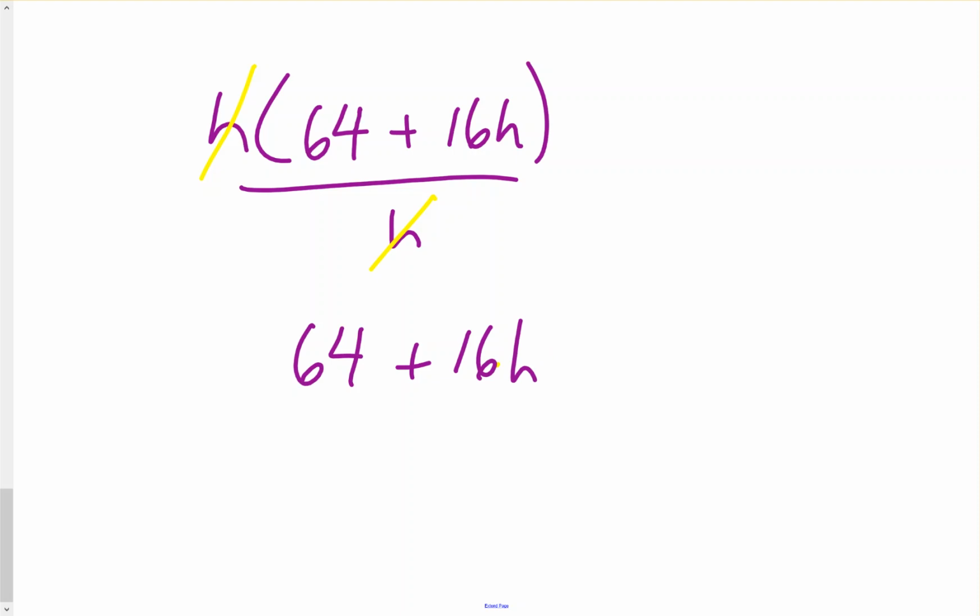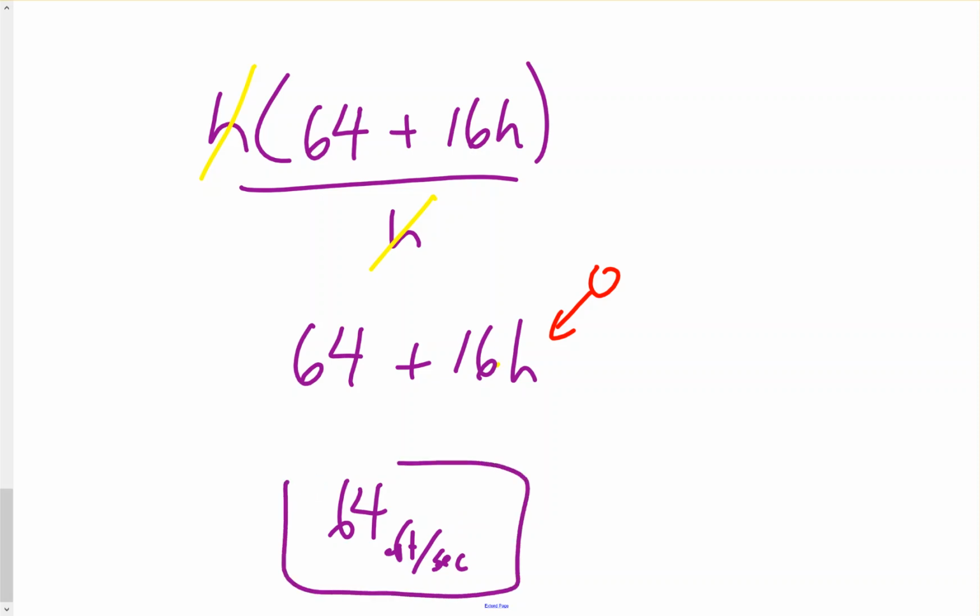Okay, plug in a 0 for the h. As h gets closer and closer to 0, this term becomes closer and closer to 0. We are left with 64 to be the speed. So 64 feet per second would be the speed at t equals 2 seconds.